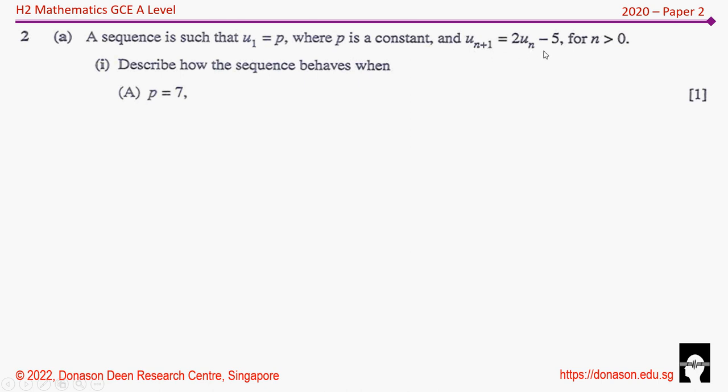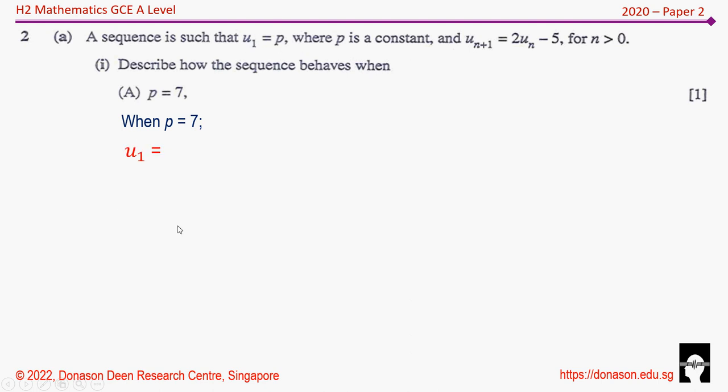Of course, if this is n plus 1, the term before it should be n minus 5, and of course you are told that n must be greater than 0, so it has got to start from 1, 2, 3, 4, 5 and all that, so you can't be having negative terms. So describe how the sequence behaves when p is equal to 7. So if the value of p, which means u1, is equal to 7, how does the sequence behave?